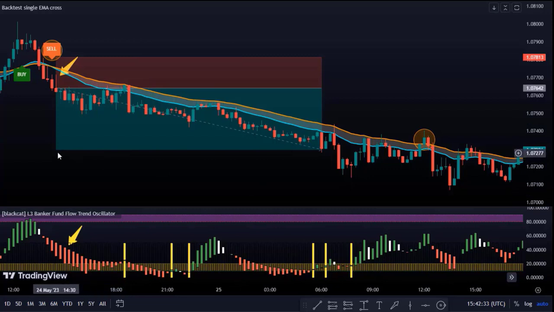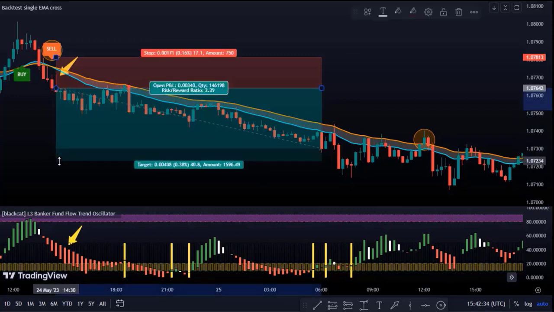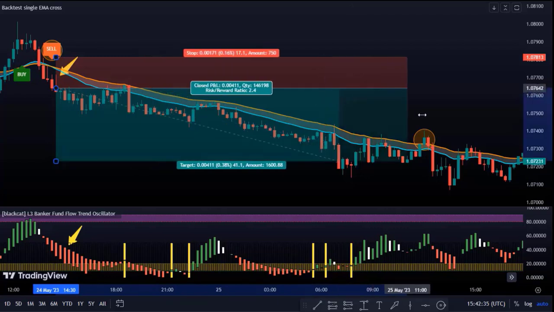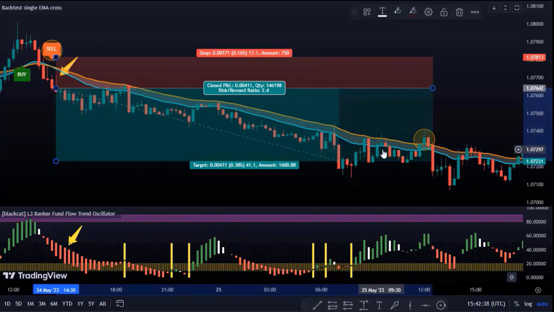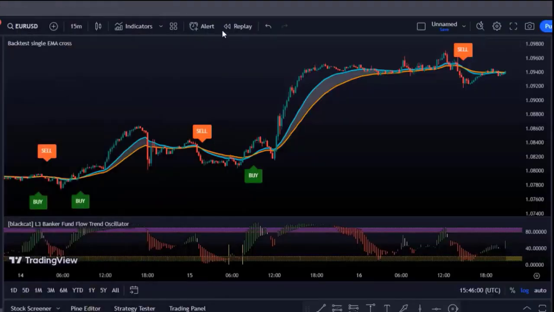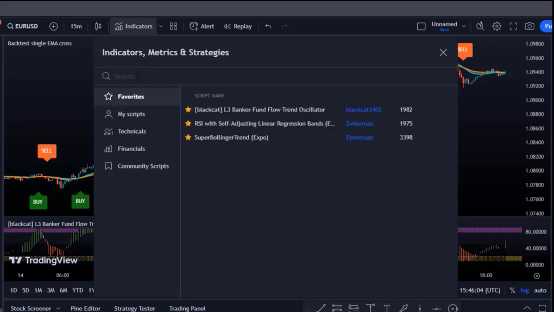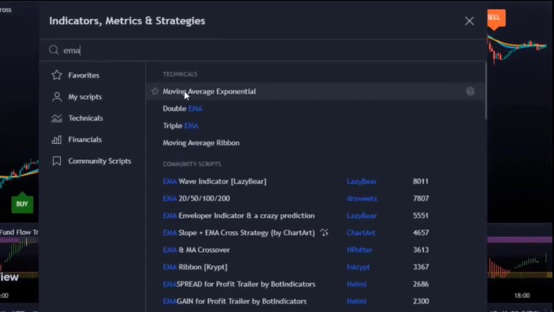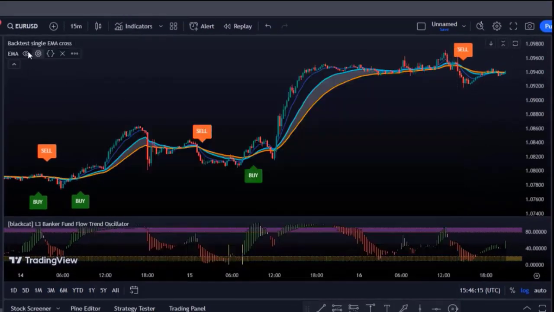So when you use this indicator in the 5 minutes time frame, now we will add a 200 period moving average in the chart.